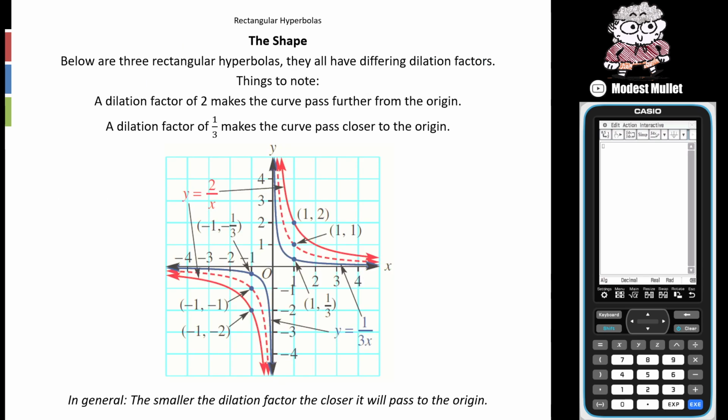The dilation factor comes out in the wash of the shape of your graph when you do your points of reference anyway. So here, as you can see, 2 on x is the solid red line. It's further away from the origin. 1 on 3x is very close to the origin. So the smaller the dilation factor, the closer it'll get to the origin.